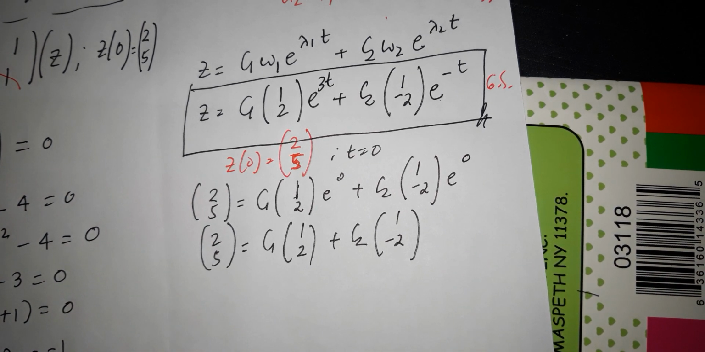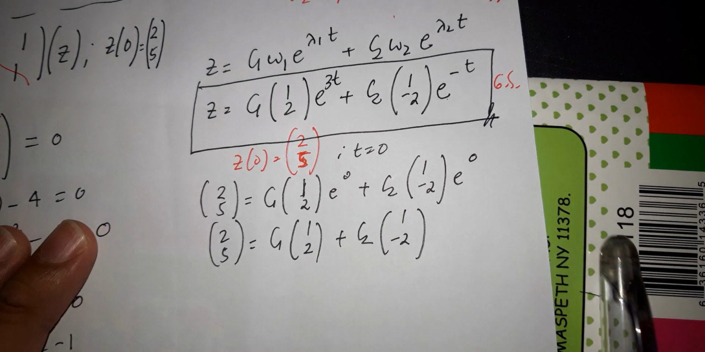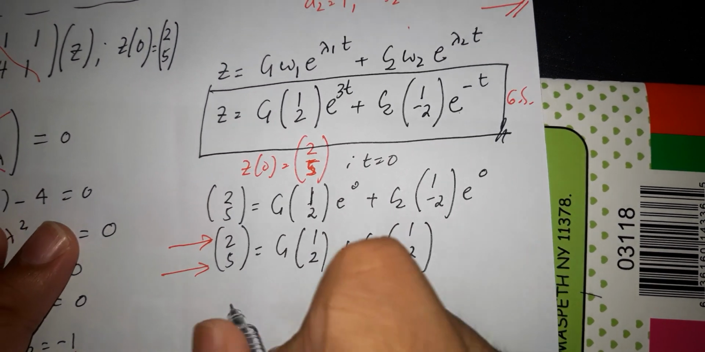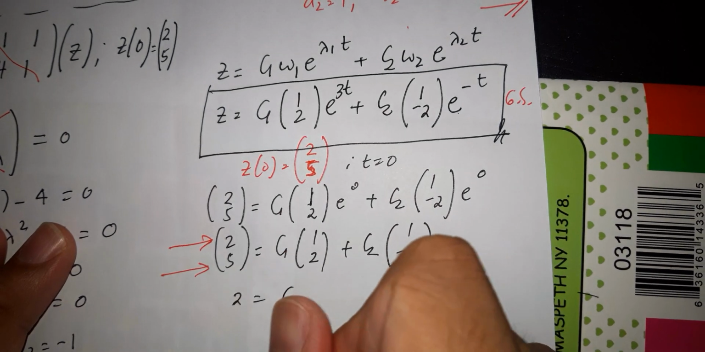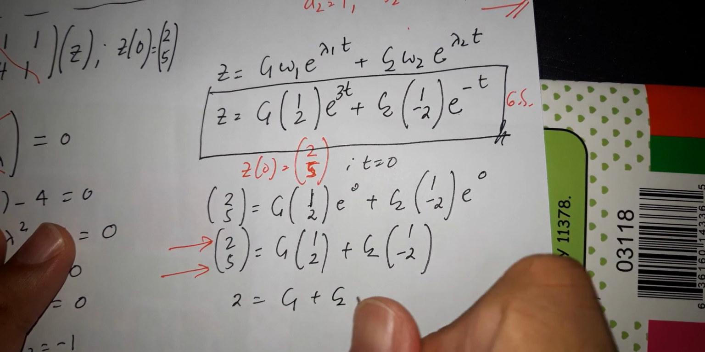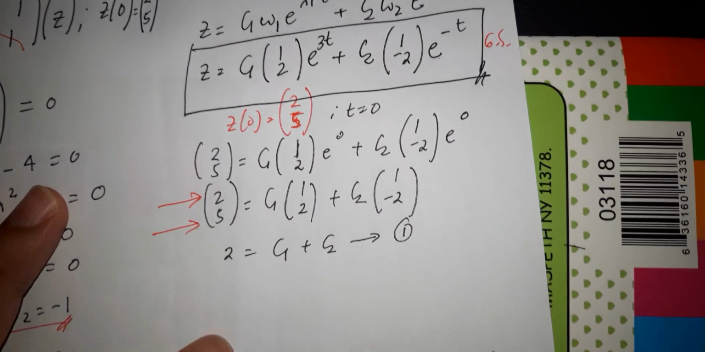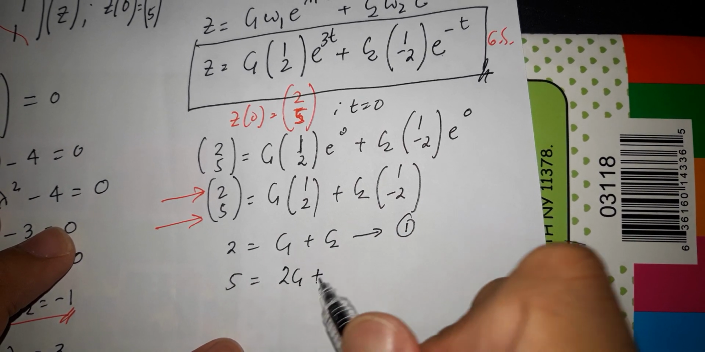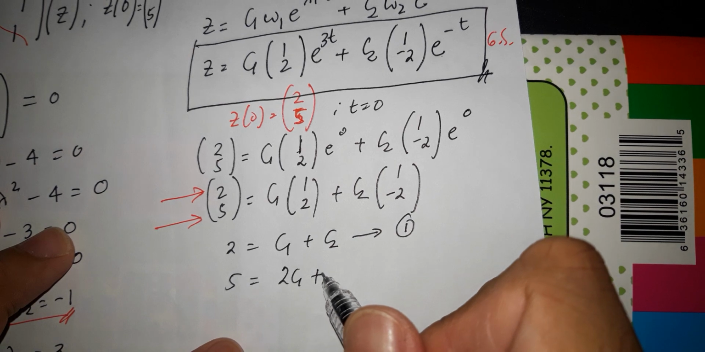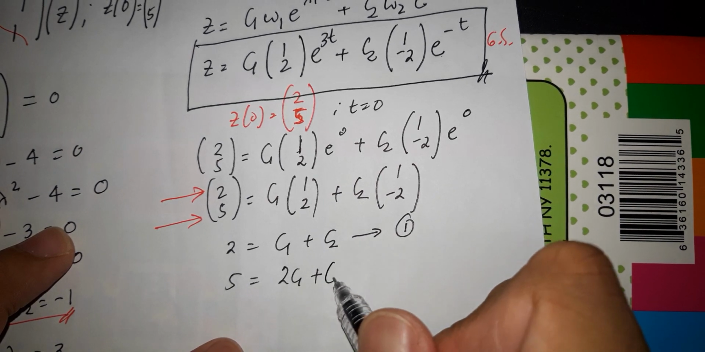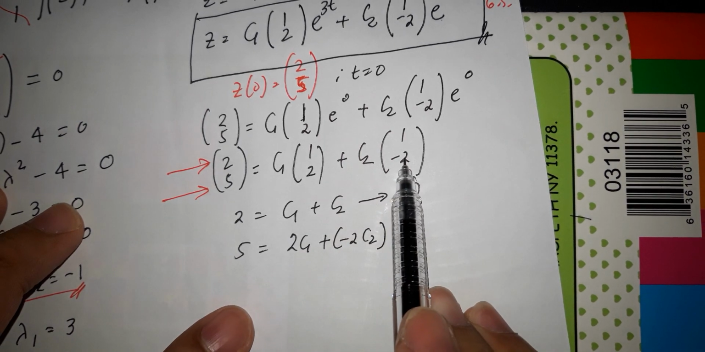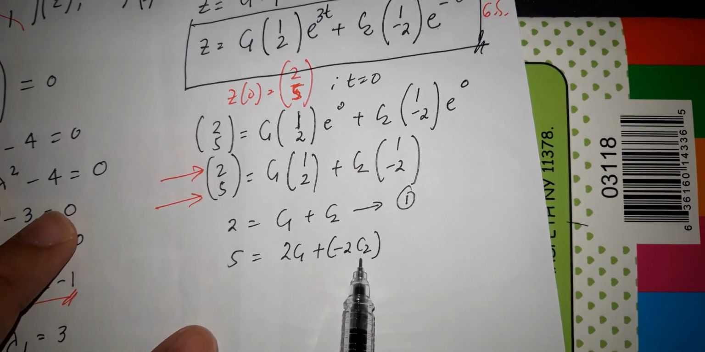Then, let's get equation 1. For the top, all those at the top first. 2 is equal to 1 times C1 is C1, 1 times C2 is C2. Equation 1. All those at the bottom. 5 is equal to 2C1 plus negative 2, so that is minus 2C2. That's C2 times negative 2, so this is negative 2C2.